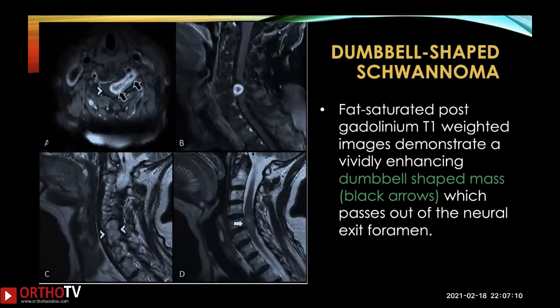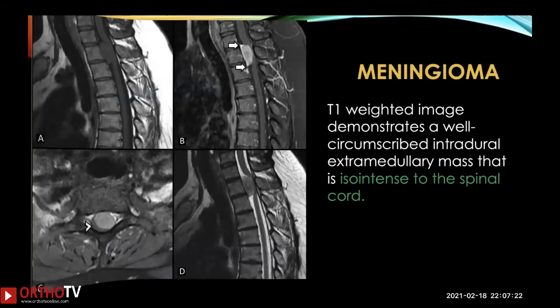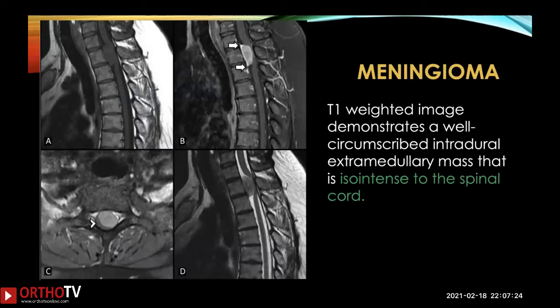Schwannoma is characteristic, and you can see that it shows a dumbbell-shaped mass. You can see the black arrows coming out of the root area and passing out through the neural arch. So this is characteristic of a schwannoma. Meningiomas are basically isointense to the spinal cord. You can see a big one here, isointense on the T1 image and hyperintense on the T2 image.